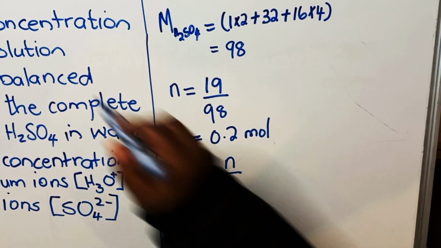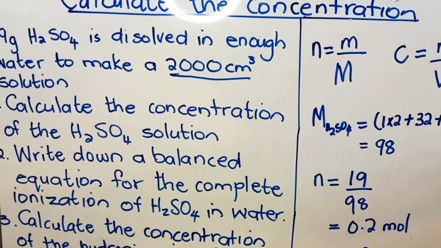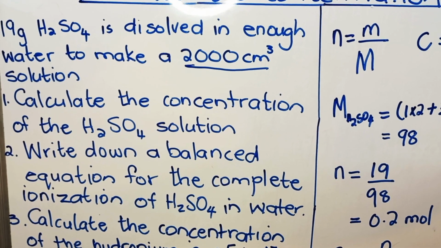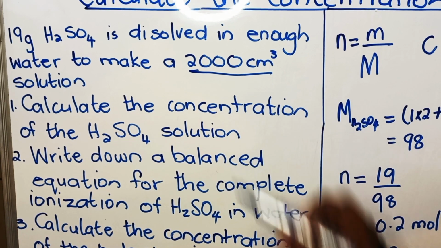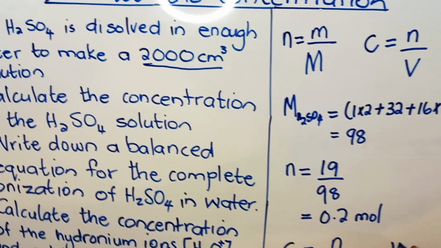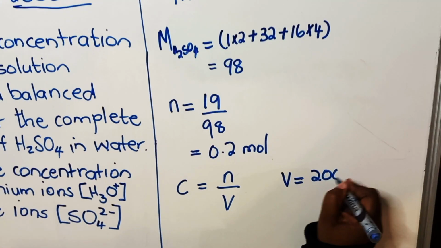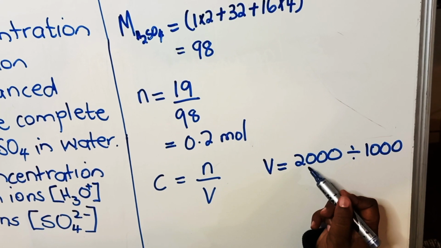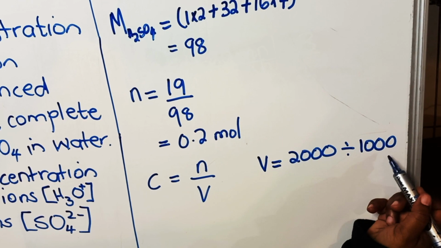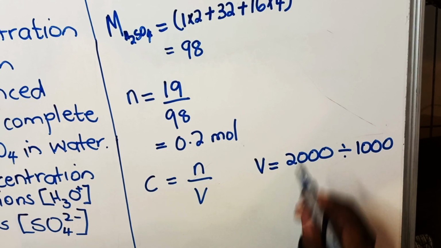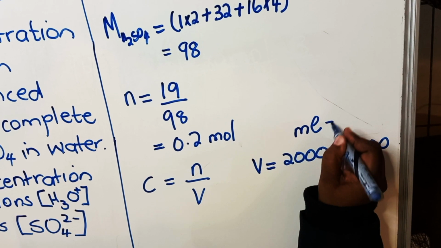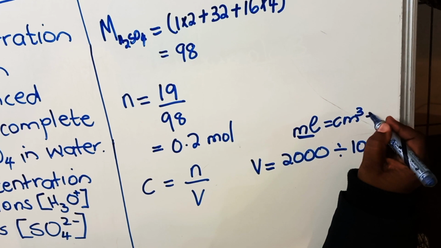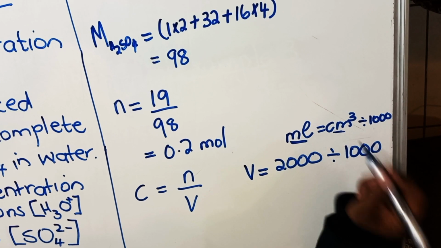Oh yes, we have a problem with our volume. You see, our volume is given as 2000 centimeter cube. The unit for volume is decimeter cube. You can't use it as centimeter cube. You have to convert it first. So volume is equals to 2000 divided by 1000. When you convert centimeter cubes to decimeter cubes, you divide by 1000. Also, milliliters are the same as centimeter cube.